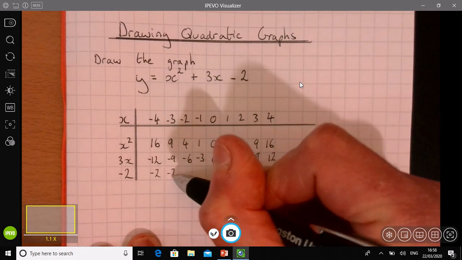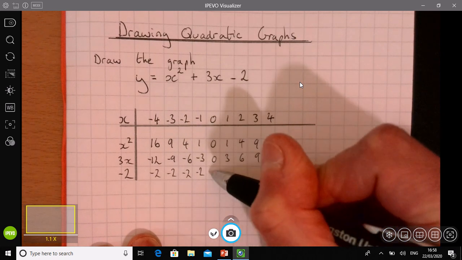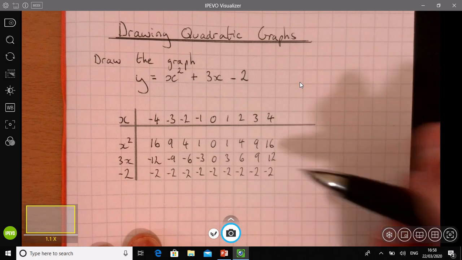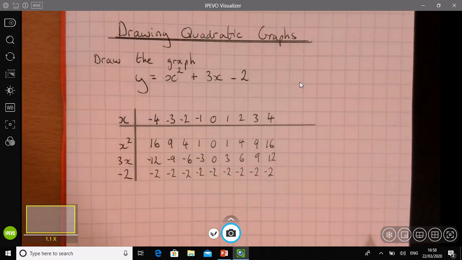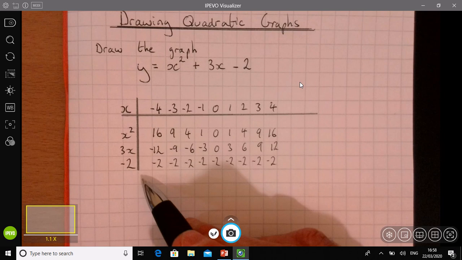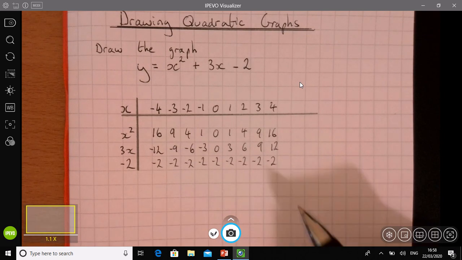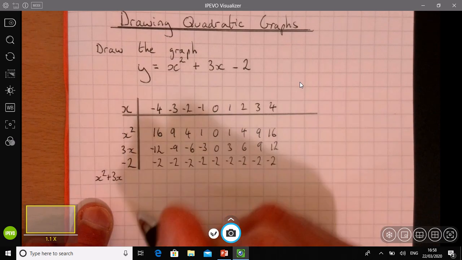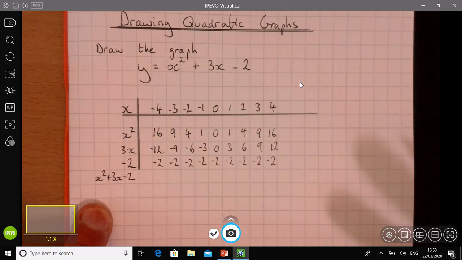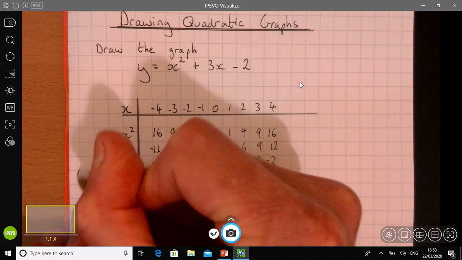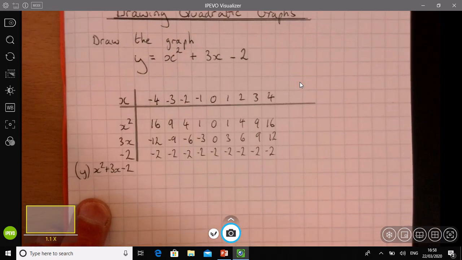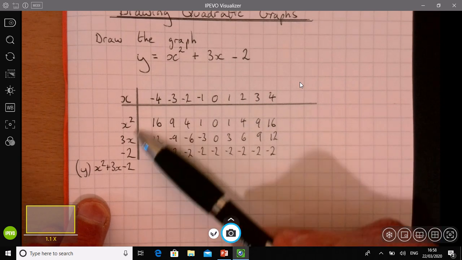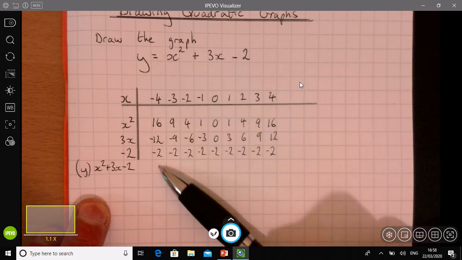And -2. Now this is just -2 all the way across because it doesn't make any difference in terms of what the x value actually is, okay? So it's only referring to -2. Okay, so underneath we're just basically going to write the total here. So this is x squared. We're going to plus the 3x. We're going to -2. This is the y value. Okay, I'm just going to put it in there so you can see what we're trying to work out. And when we plot this on a graph, it'll just be this value with this value.